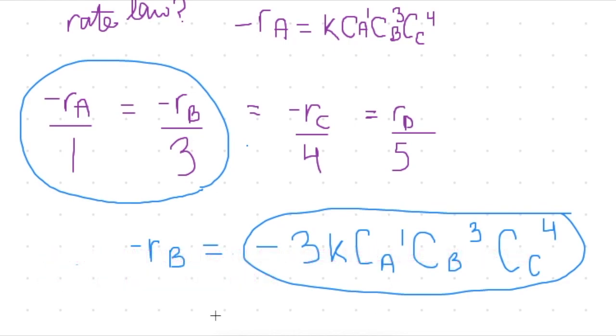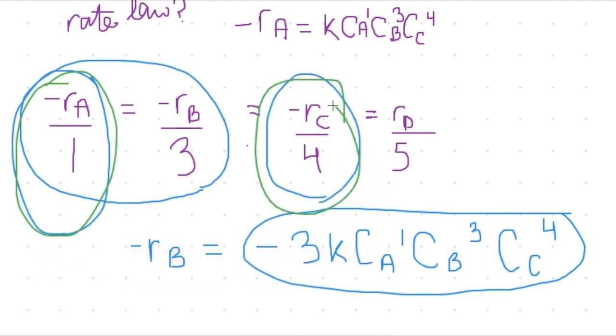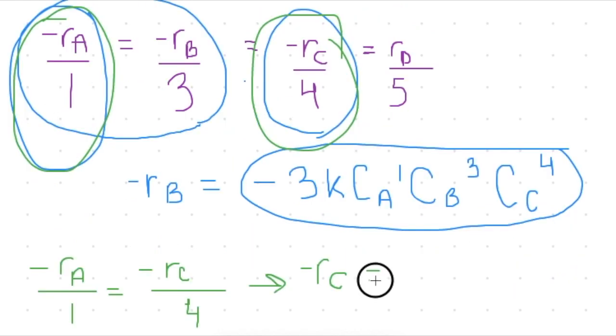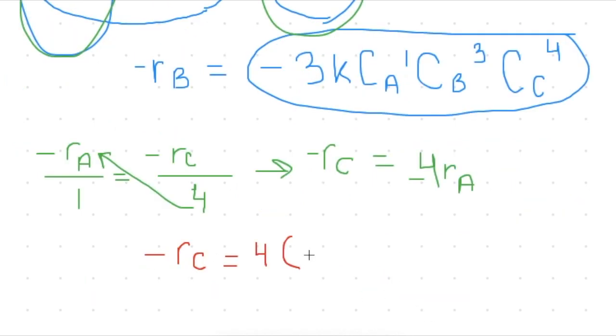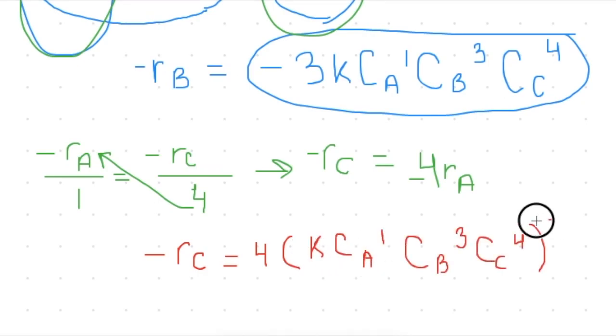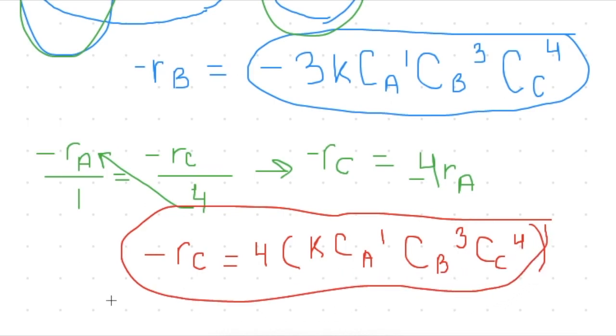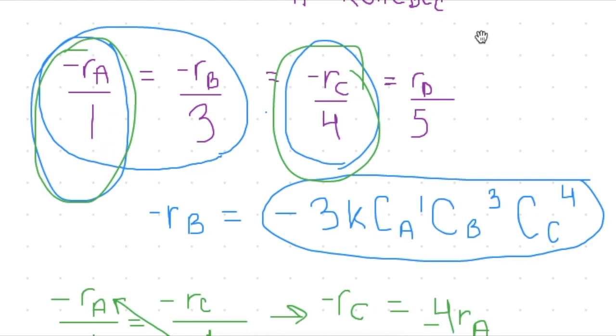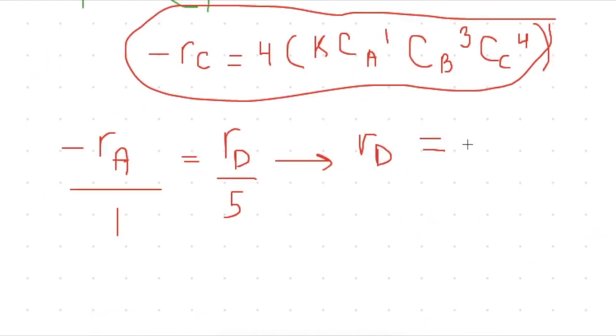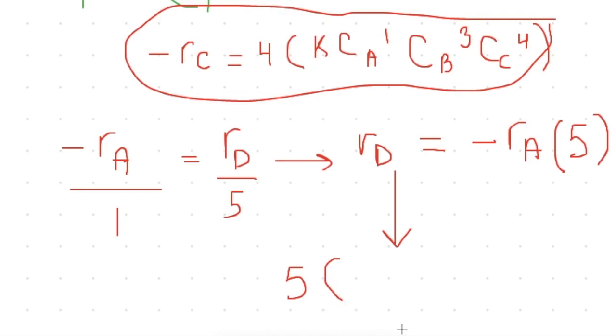Let's do the same thing to find the rate of C. Now I'm going to use the relationship between the rate of A and C to find the rate of C. If I solve for the negative rate of C, I get 4 times the negative rate of A. Recall that the negative rate of A was equal to K times C_A, so this is our negative rate of C. Now to find the rate of D, I'm going to equate the relationship between the rate of A and the rate of D. Solving for the rate of D gives negative rate of A times 5. So we are going to multiply 5 times the negative rate of A.